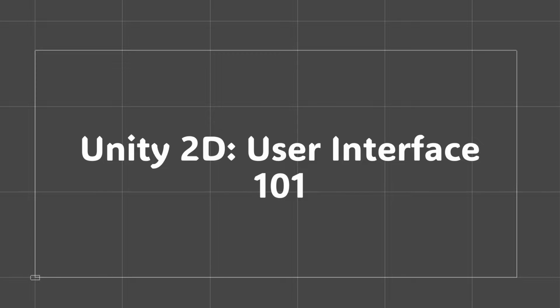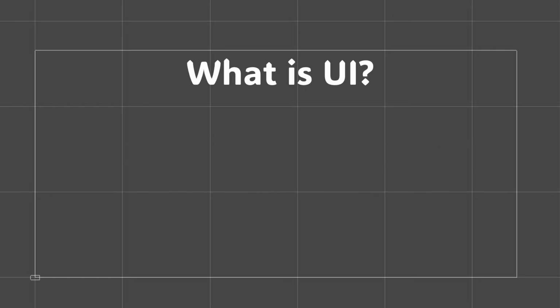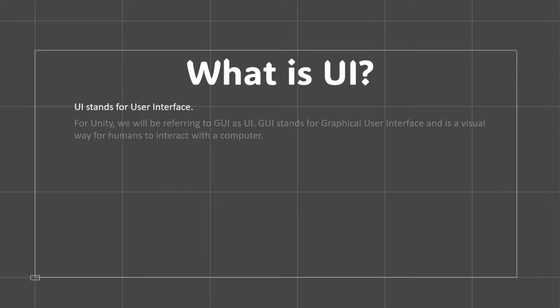Today I'm going to quickly cover some points about what the user interface is, what we are going to learn in this series, and just so you've got an idea of what we're going to cover. So what is user interface? UI stands for user interface, but there is a difference. There is UI and there is GUI. As for Unity, we're going to be referring to GUI as UI. So in this series, we're covering UI/GUI.